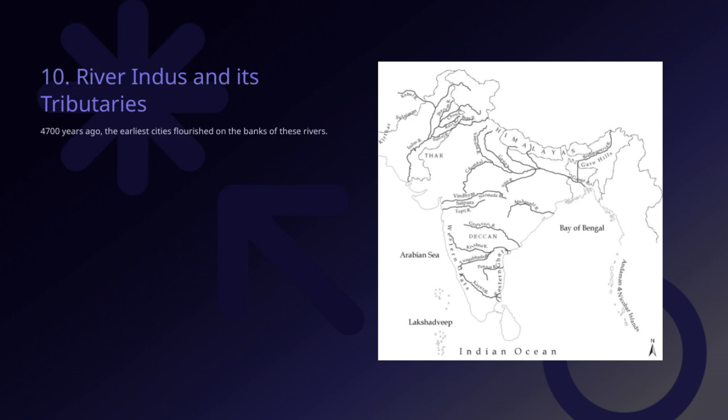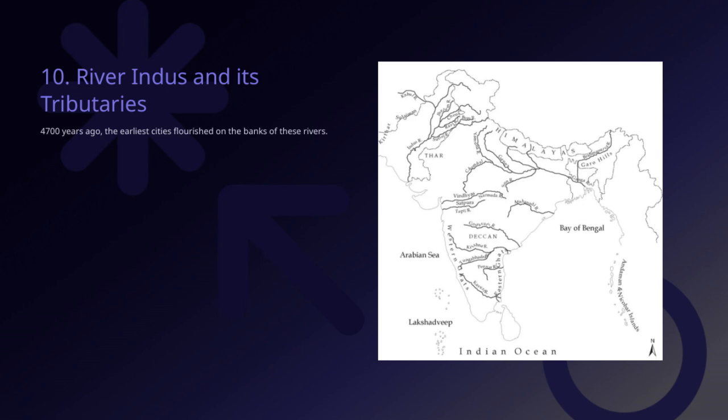Today, I want to focus on the River Indus and its tributaries, which played a crucial role in shaping ancient civilizations. These rivers provided essential water sources for agriculture, enabling communities to grow food and sustain large populations. The fertile plains along the Indus supported the development of sophisticated urban centers, trade, and culture.